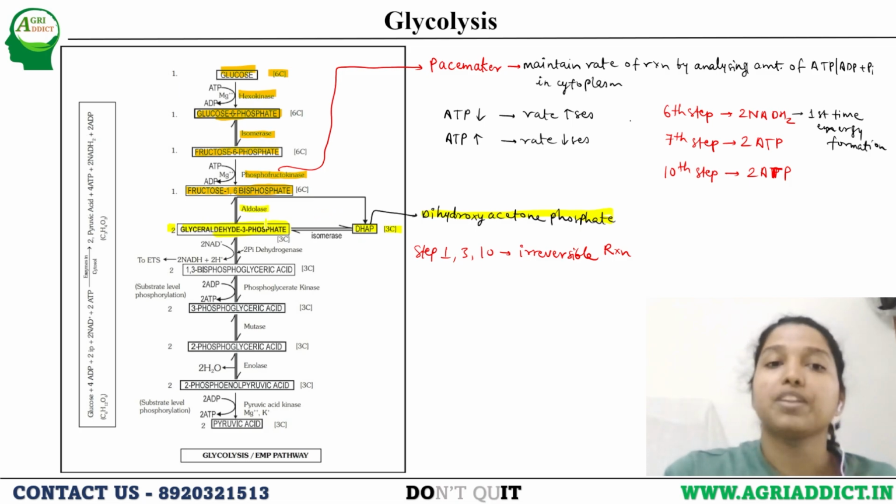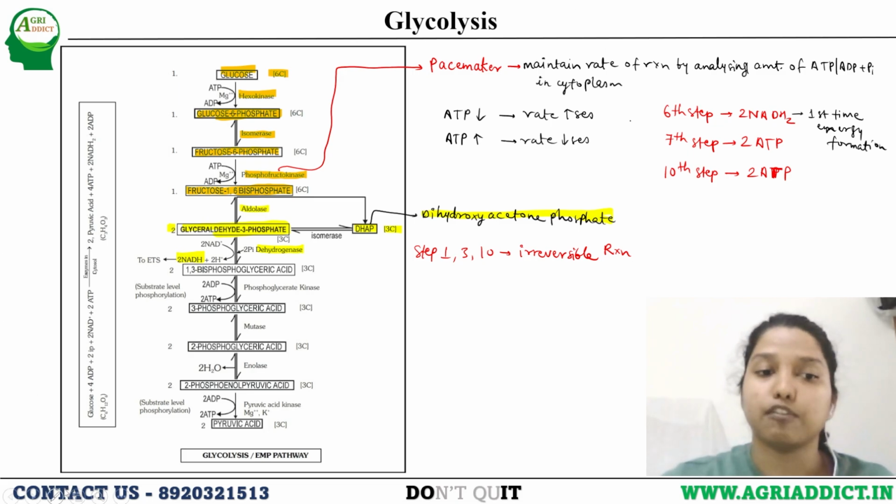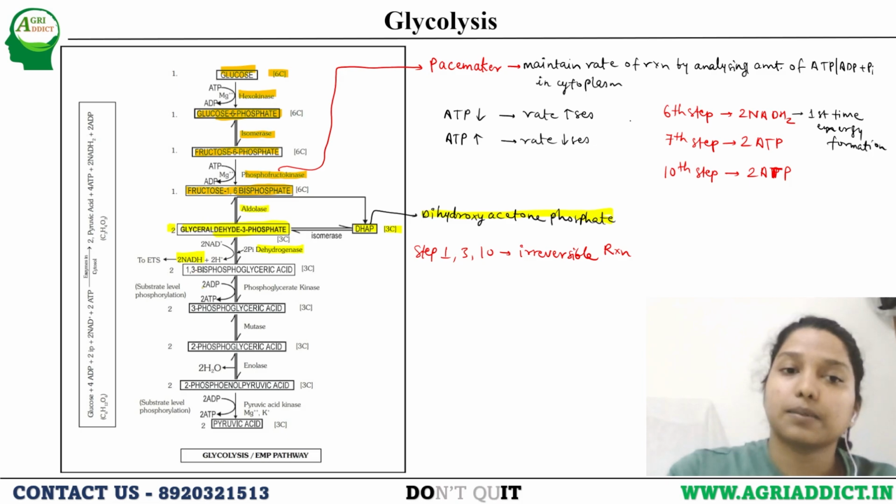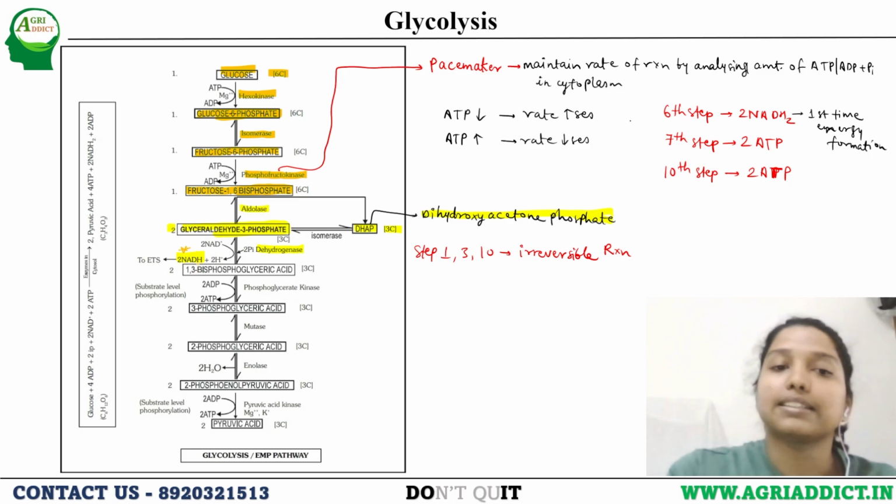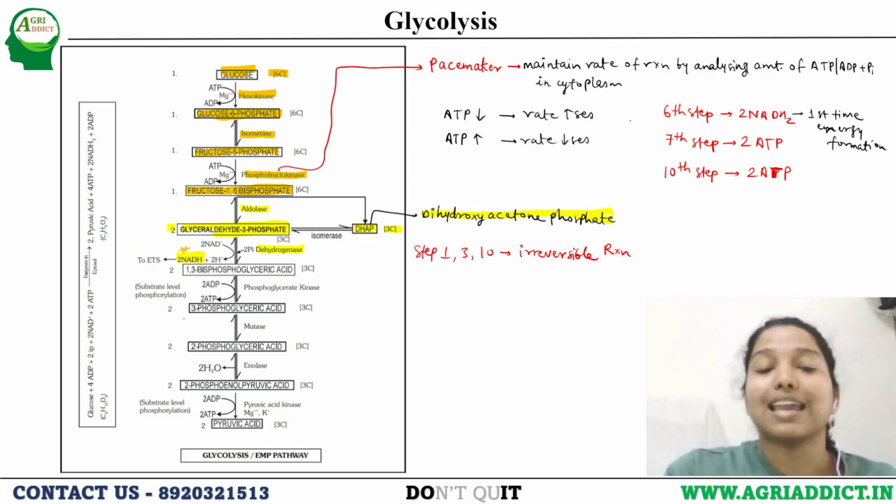dihydroxyacetone phosphate. Now these 2 molecules of glyceraldehyde 3-phosphate in presence of dehydrogenase will use 2 NAD plus and form 2 NADH2. This 2 NADH2 is the first time energy is being formed in glycolysis, because before that we saw that energy was utilized. But in this case, the 2 NADH2, that is energy, is being formed at the sixth step.